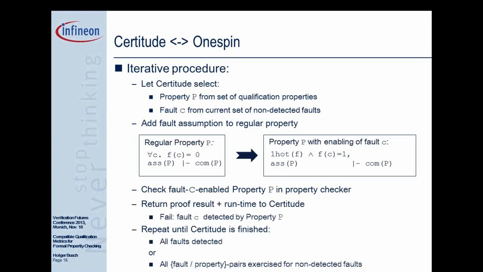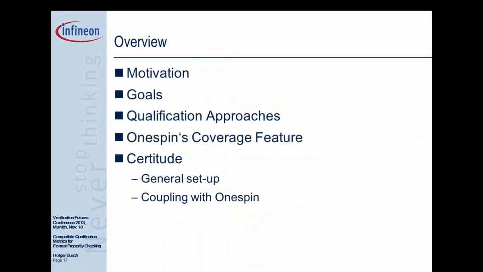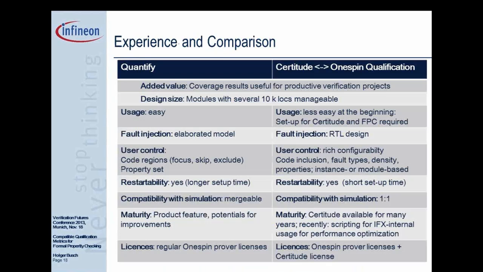Yeah, and then it terminates when all faults either have been detected or if all the fault property pairs have been exercised for non-detected faults, because obviously normally the property set is not fully complete, only if you have run the completeness checker before. If you manage to do the completeness proof, then you can expect everything to be detected, but if not, then it's not possible.